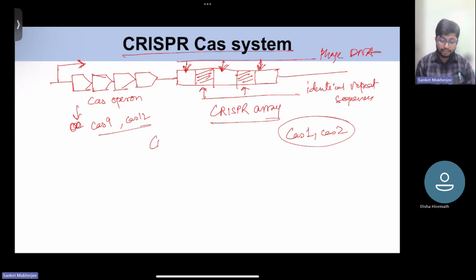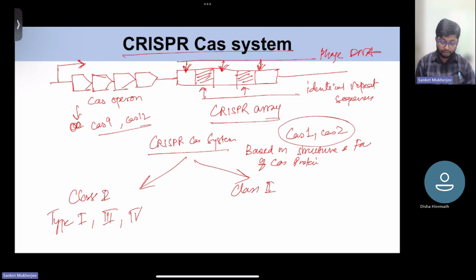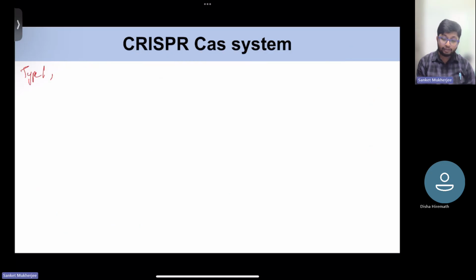So if we look at the CRISPR-Cas system, based on the structure and function of Cas protein, it can be classified into two classes, class 1 and class 2, right? Among class 1 is type 1, 3, and 4. And among class 2 is type 2, 5, and 6. Type 1, 2, and 5, these three are important for recognition and cleavage.